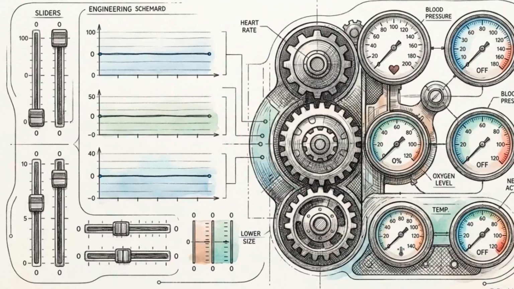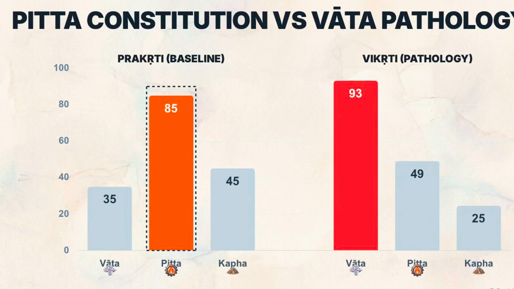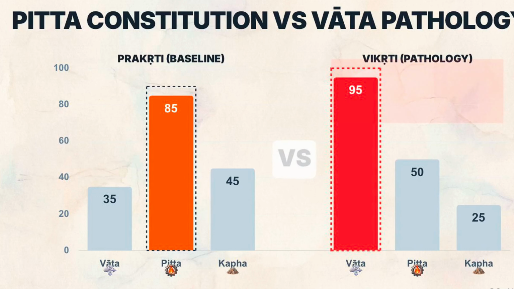Before correcting that localized failure, the matrix requires you to establish the patient's starting parameters. You cannot measure a pathological deviation without first knowing the healthy baseline. We define this baseline as Prakriti, the individual's relatively stable constitutional state. Here we see a permanent, heat-driven Pitta predominant constitution. Right beside it is Vikriti, representing the present state of physiological disruption. In this case, we see a severe Vata spike.